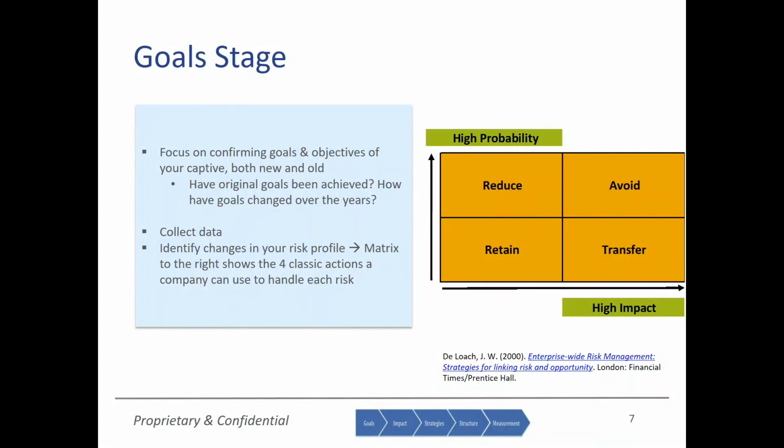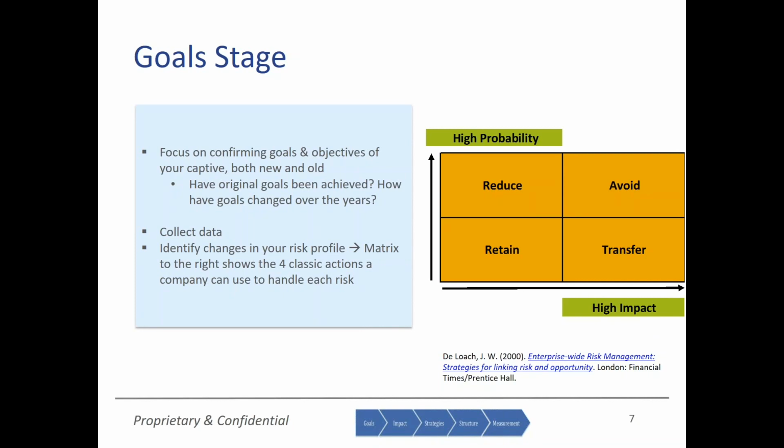for your company. Now, a common way to view these risks and really assess how should I treat this risk is this risk matrix I have off to the right. Now, there are four different treatments of risk in this matrix. And this would include the four categories: reduce, avoid, retain, or transfer.